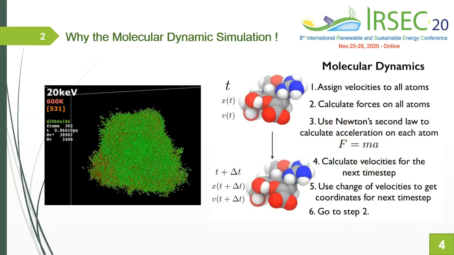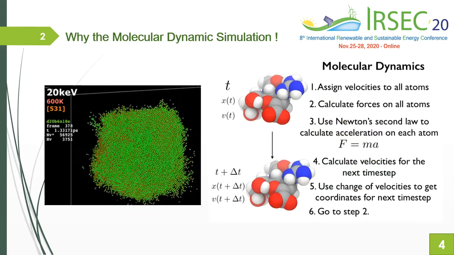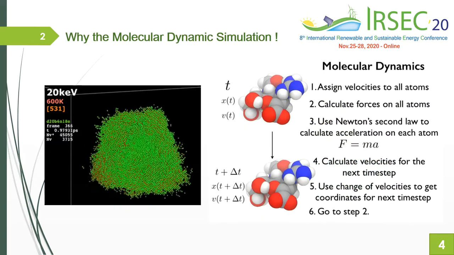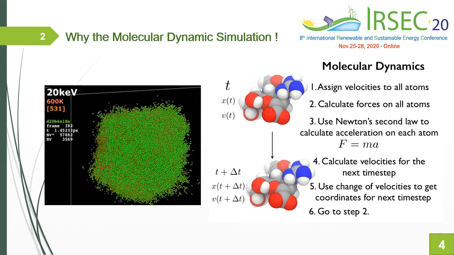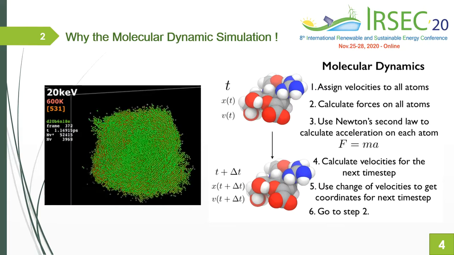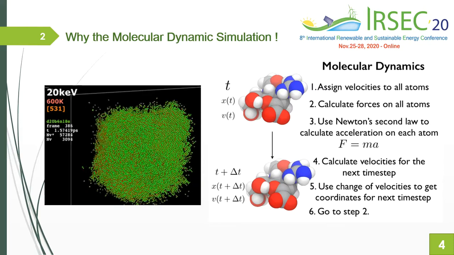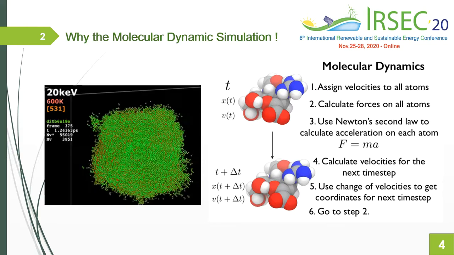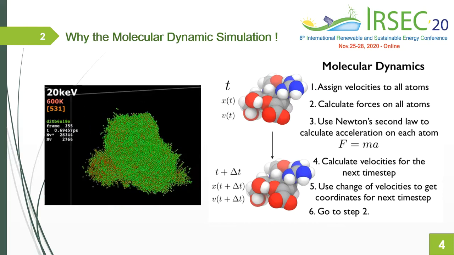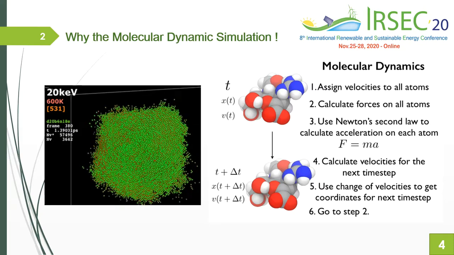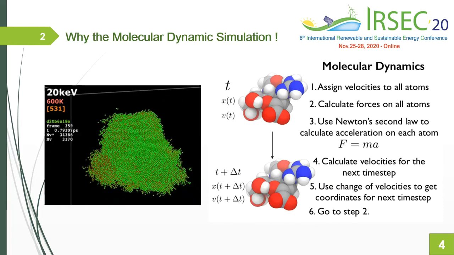A simplified description of the standard molecular dynamic simulation algorithm: we start by assigning velocities to all atoms and calculating forces on all atoms. After that, using Newton's second law of motion, which describes the relationship between the mass and acceleration, we calculate the velocity for the next time step and use the change of velocities to get coordinates for the next time step. Finally, we go back to step number 2 above.